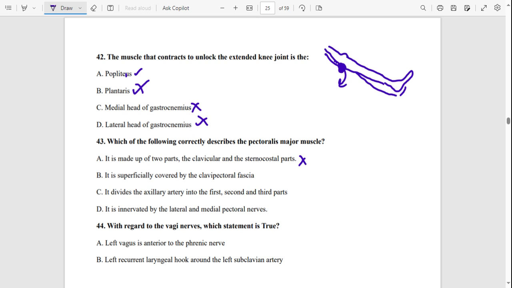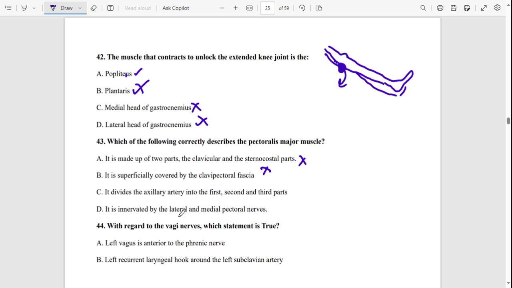And then option B, it is superficially covered by the clavipectoral fascia. The clavipectoral fascia will not be superficial to this muscle. It will actually be deep, because after this muscle you are going to have the breast. It divides the axillary artery into the first, second, and third part. It's not the pec major, but the pec minor, which divides the axillary artery into three parts.